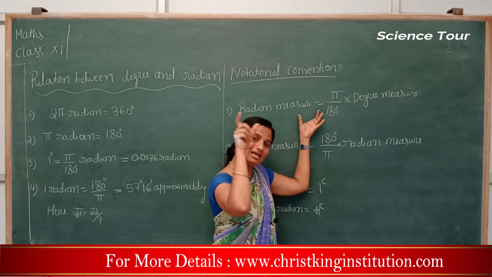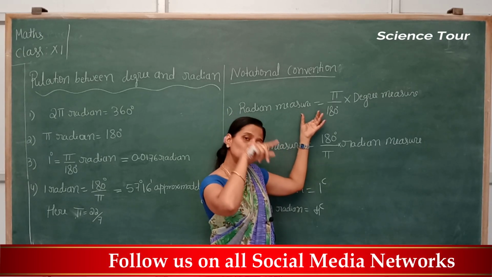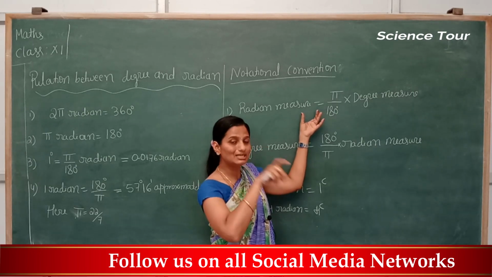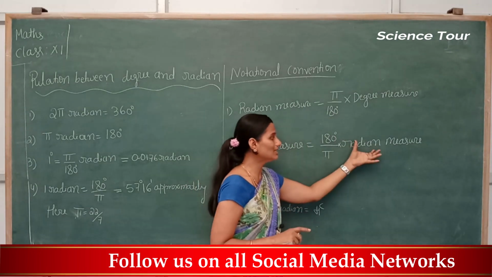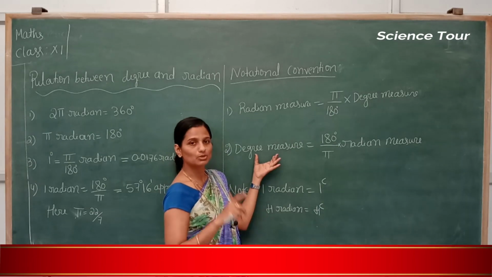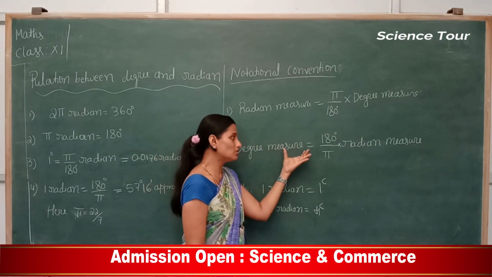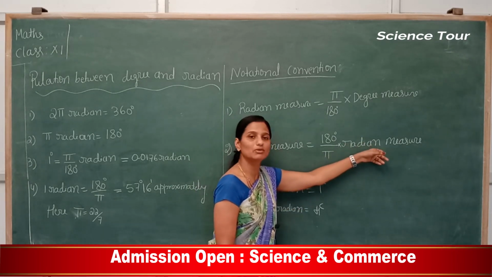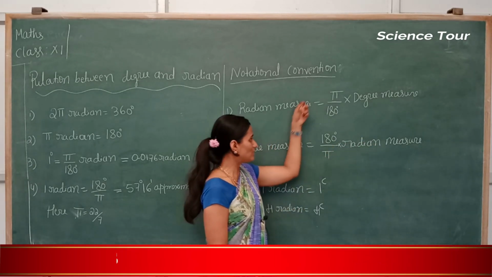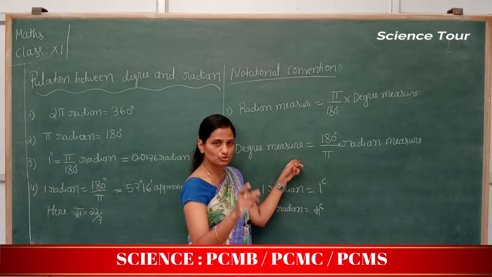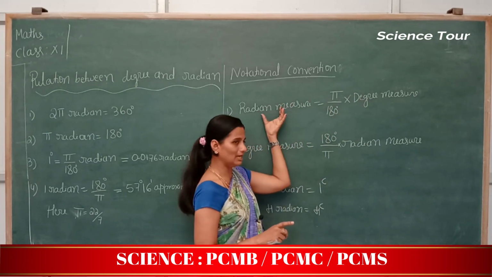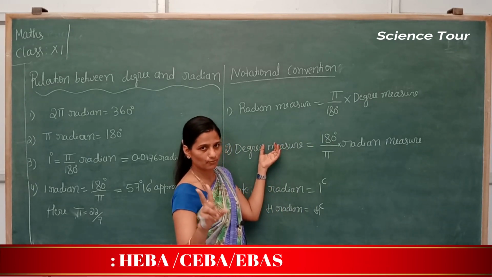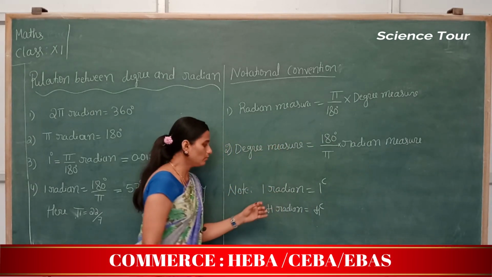Suppose the given radian measurement, convert that to degree measurement. What is the formula? Degree measurement is equal to 180 divided by pi into given radian measurement. So these are very important: conversion of degree to radian or radian to degree is an important question for 2 marks.